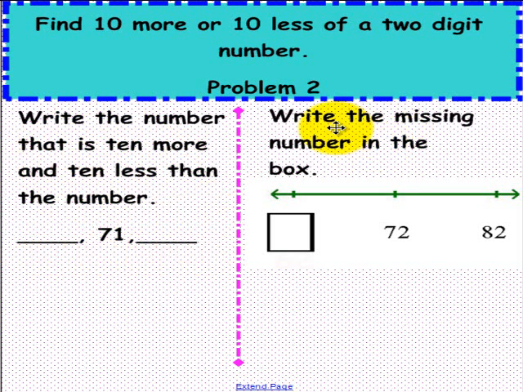Over here for part 2, write the missing number in the box. Here we have 82, 72. What number is missing? Write that number here. If you would please pick up a pen to solve this problem.